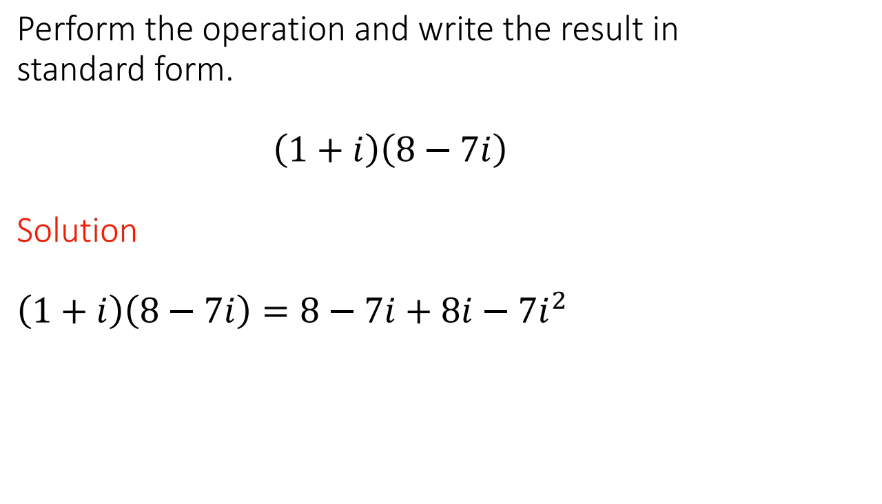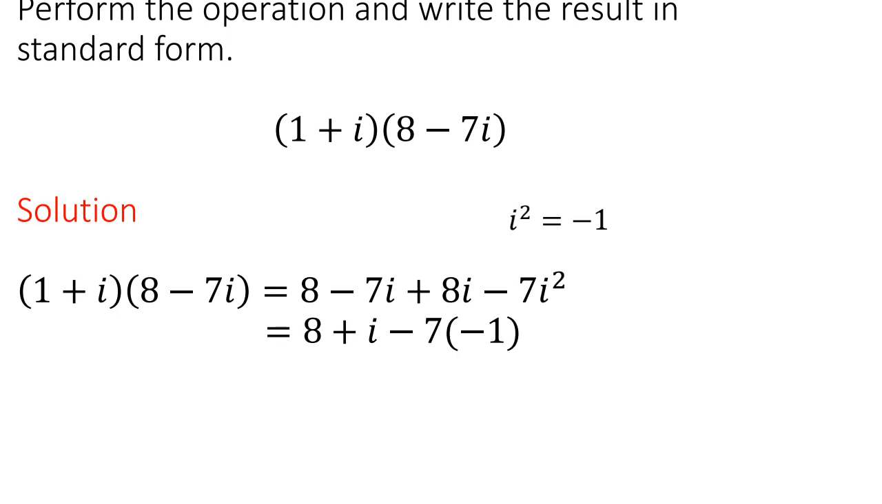Let's go ahead and simplify. The first thing we can do is combine like terms. We have a -7i plus 8i. That's just going to give me an i. And then here I can simplify the i squared. I know that i squared is equal to -1, which is what I was using in the previous example. So I replace the i squared with a -1. Now I can simplify even further. I can do this product: -7 times -1. A negative times a negative is a positive, and 7 times 1 is 7. So I have 8 plus i plus 7.